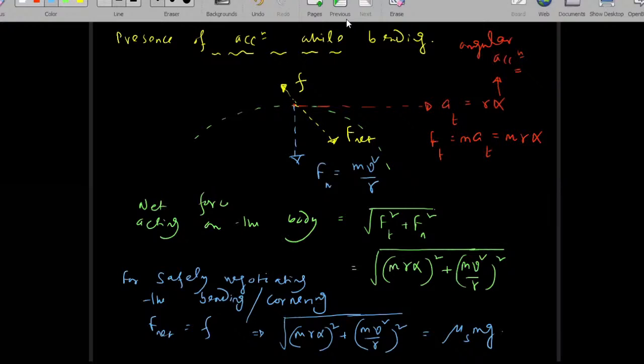Yes, Puskar, tell me. Sir, please explain once more. See, there are two forces which are mutually perpendicular to each other. So what is the net force? Net force is root under of F tangential square plus F normal square. Because of this force, the car will try to move sideways on the road. So if it doesn't have to move sideways, it must be negotiated by friction. Okay, thank you sir.